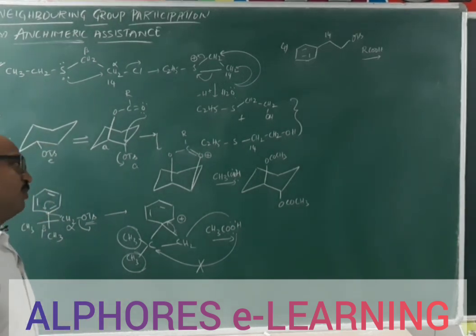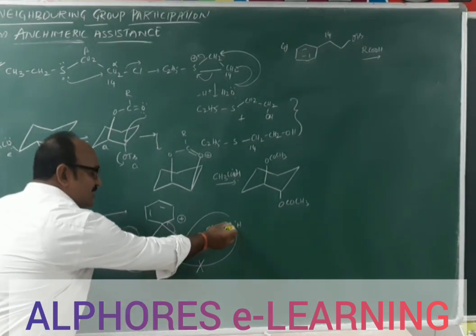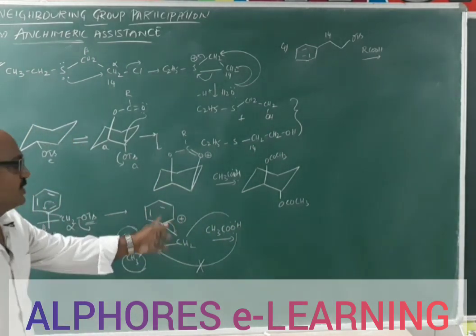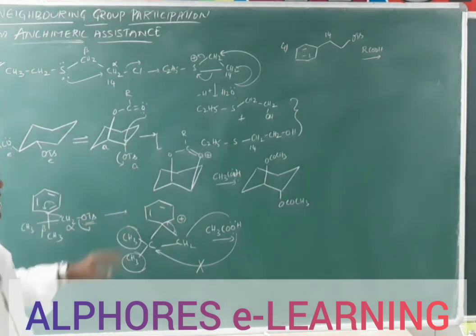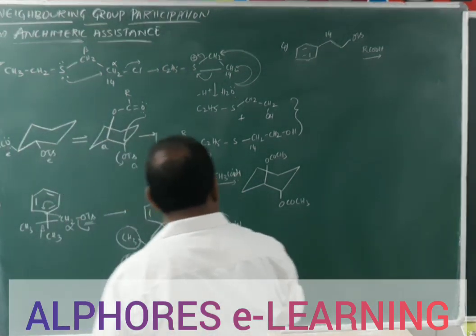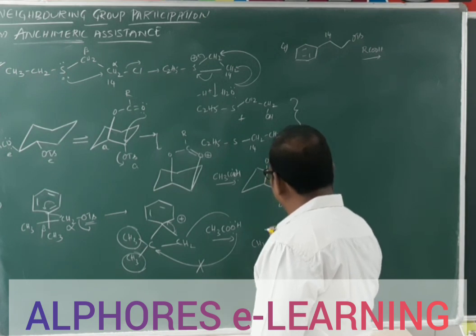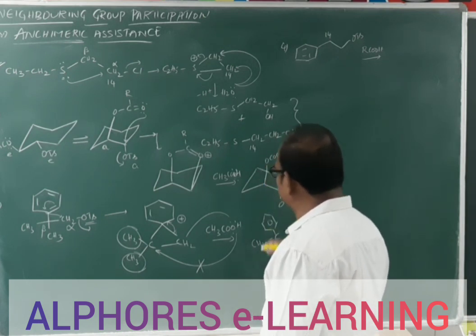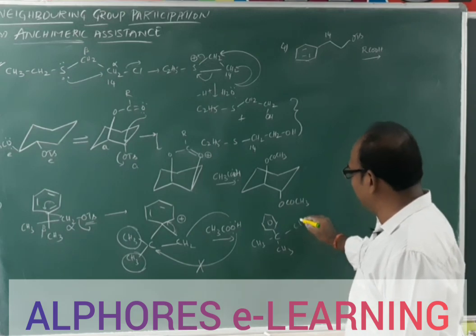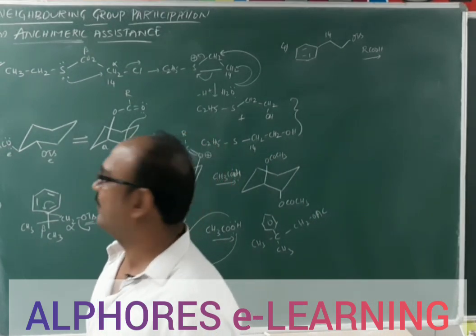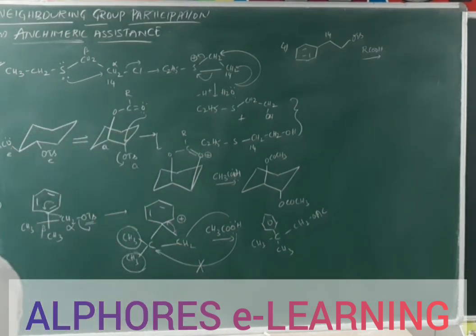Now you should not forget one more thing, here the acetate ion or oxygen does not come and attach to this carbon, because if it happens so, then the ring loses its aromaticity. So now in this case CH3, CCH3, the phenyl group retains itself, there is no change, and CH2OAc. So in all these examples it is very clear anchimeric assistance happens.